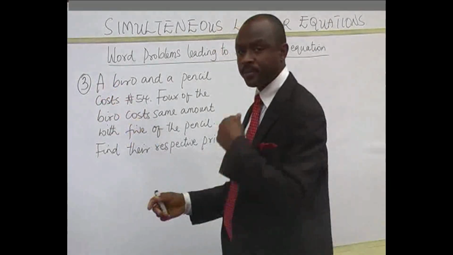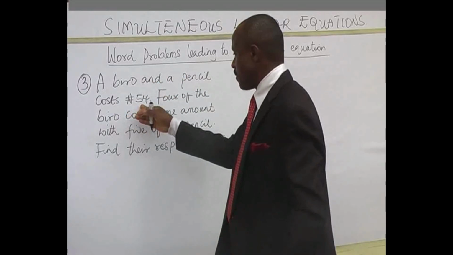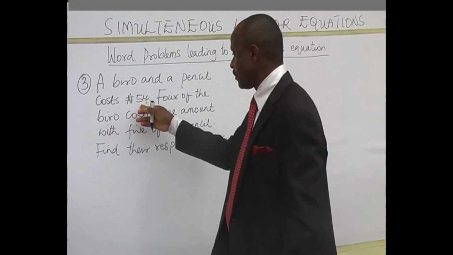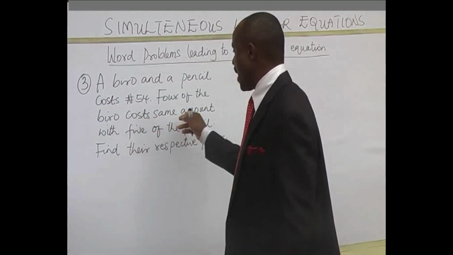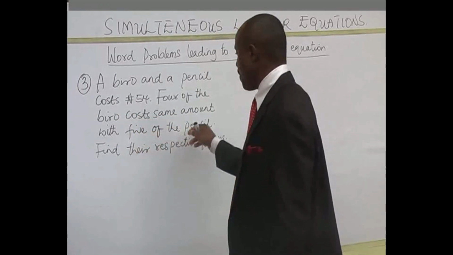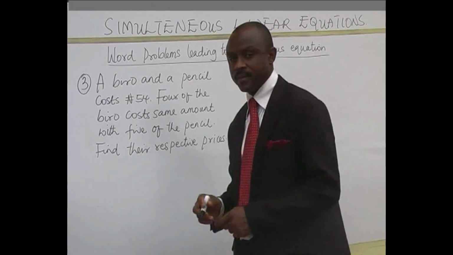Question number 3. A biro and a pencil cost 54 naira. 4 of the biro cost same amount with 5 of the pencil. Find their respective prices.